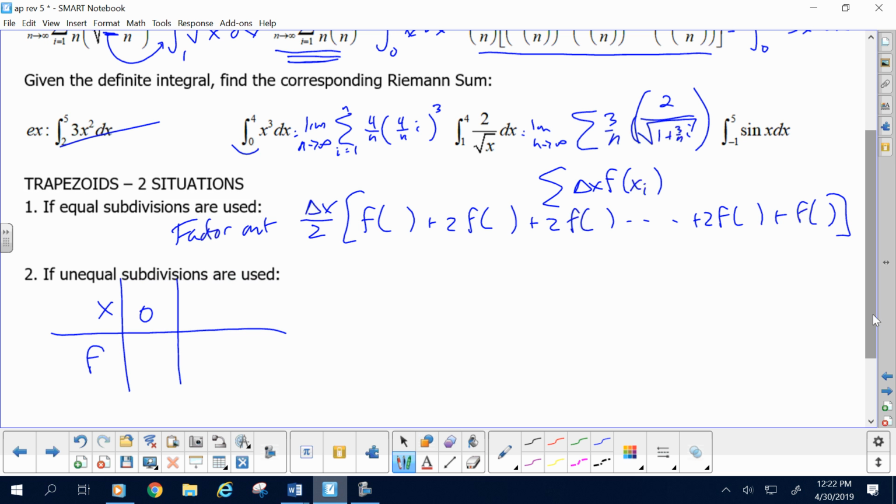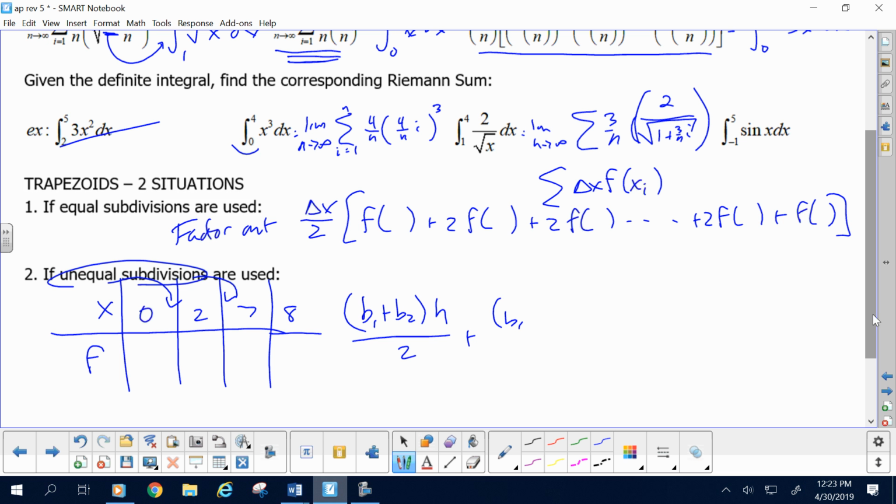If, for example, you went from 0 to 2, then from 2 to 7, and then 7 to 8, you can see that these delta x's are all different. Now, if they're all different, then obviously it's not common. If it's not common, you can't factor out a common factor. So it is then more of a piece-by-piece kind of deal.